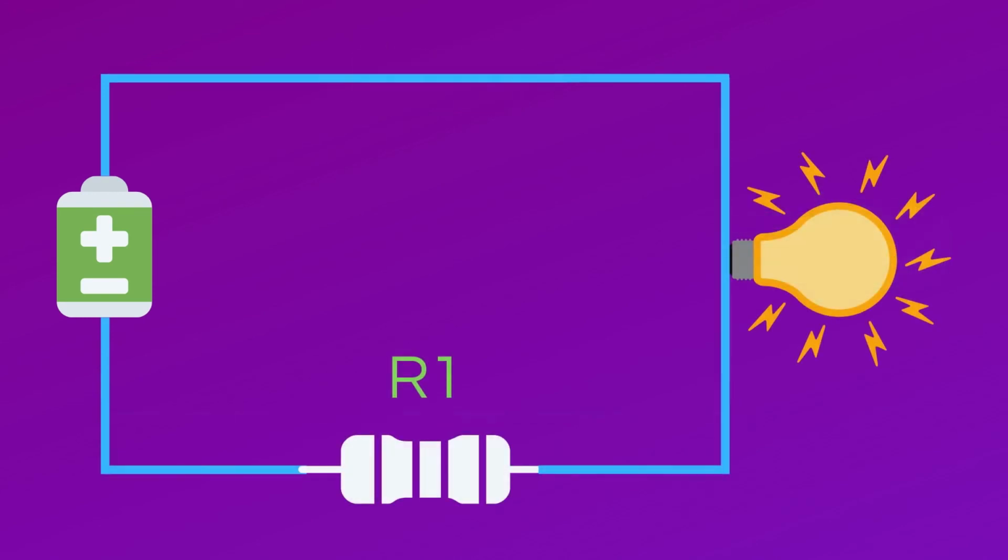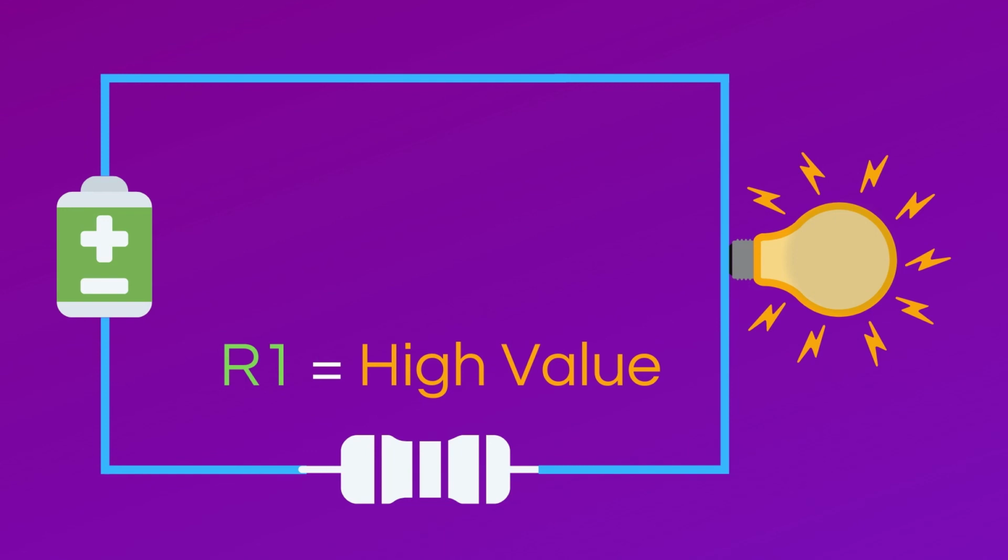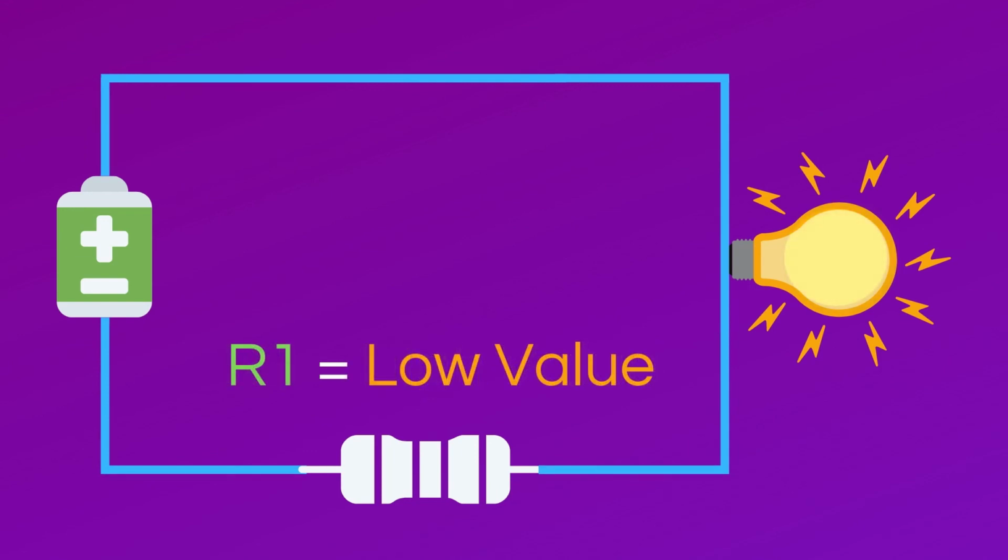By adjusting the amount of current that flows through the circuit, you can increase or decrease the brightness of the lights. By increasing the resistance in the circuit, the amount of current flowing through it decreases, causing the light to dim. By decreasing the resistance in the circuit, the amount of current flowing through it increases, causing the light to brighten.